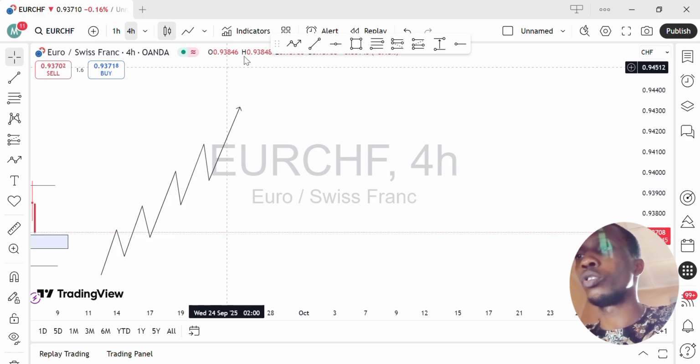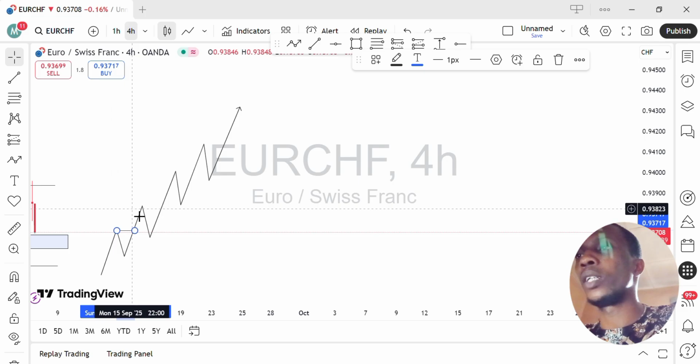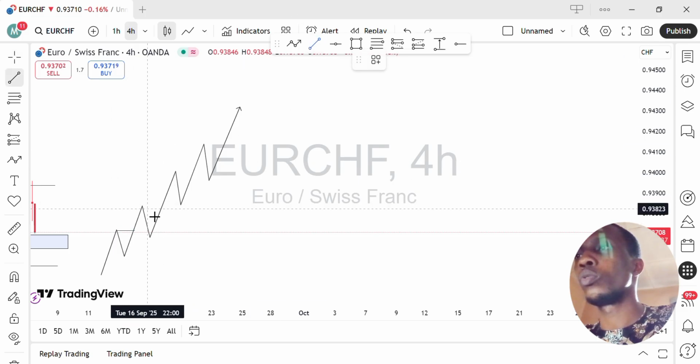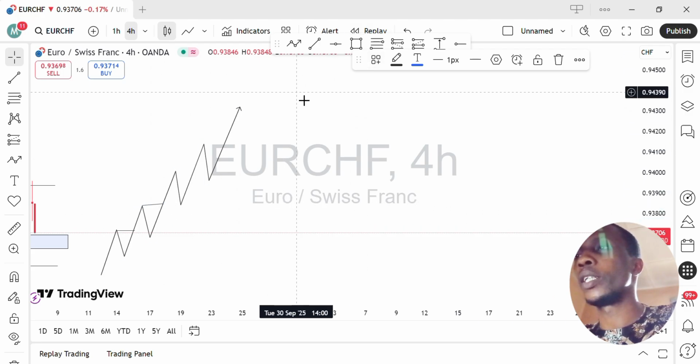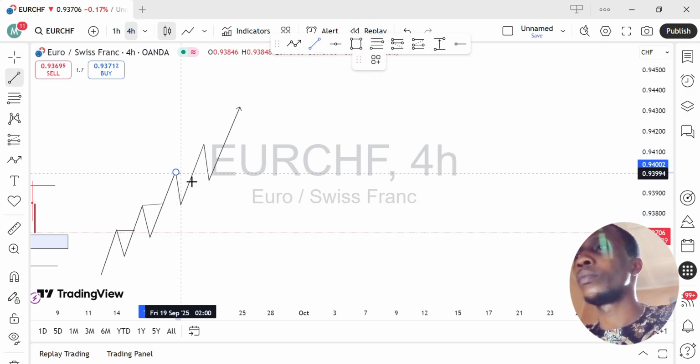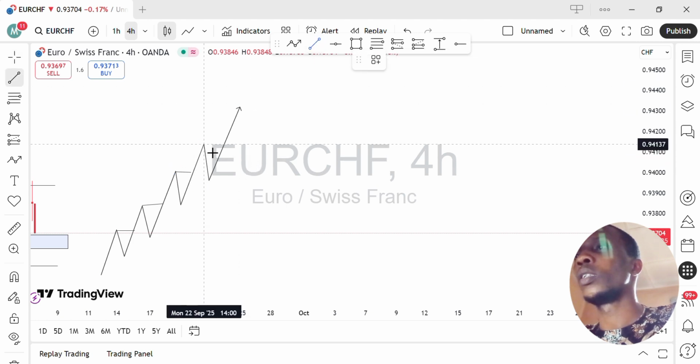We have a break of structure right here. We have a break of structure. We have another break of structure like so. We have another break of structure right here. Then we have another break of structure right here.